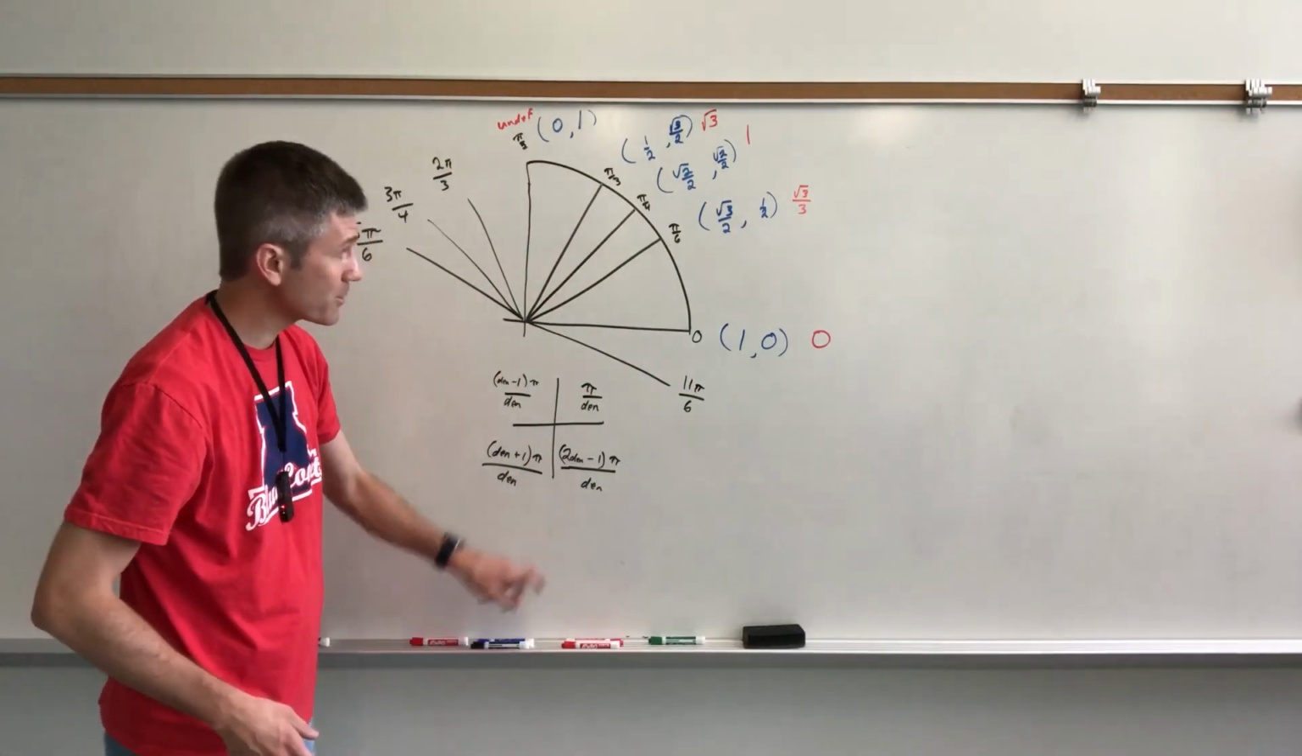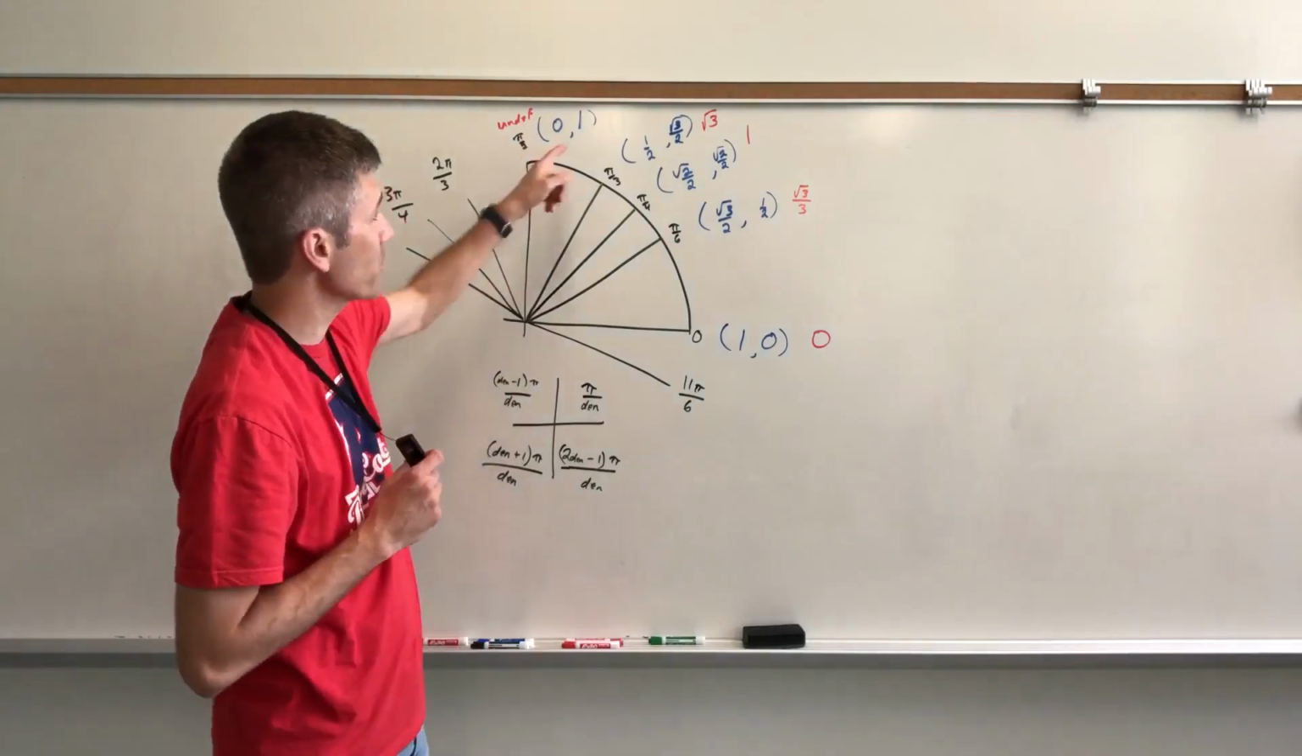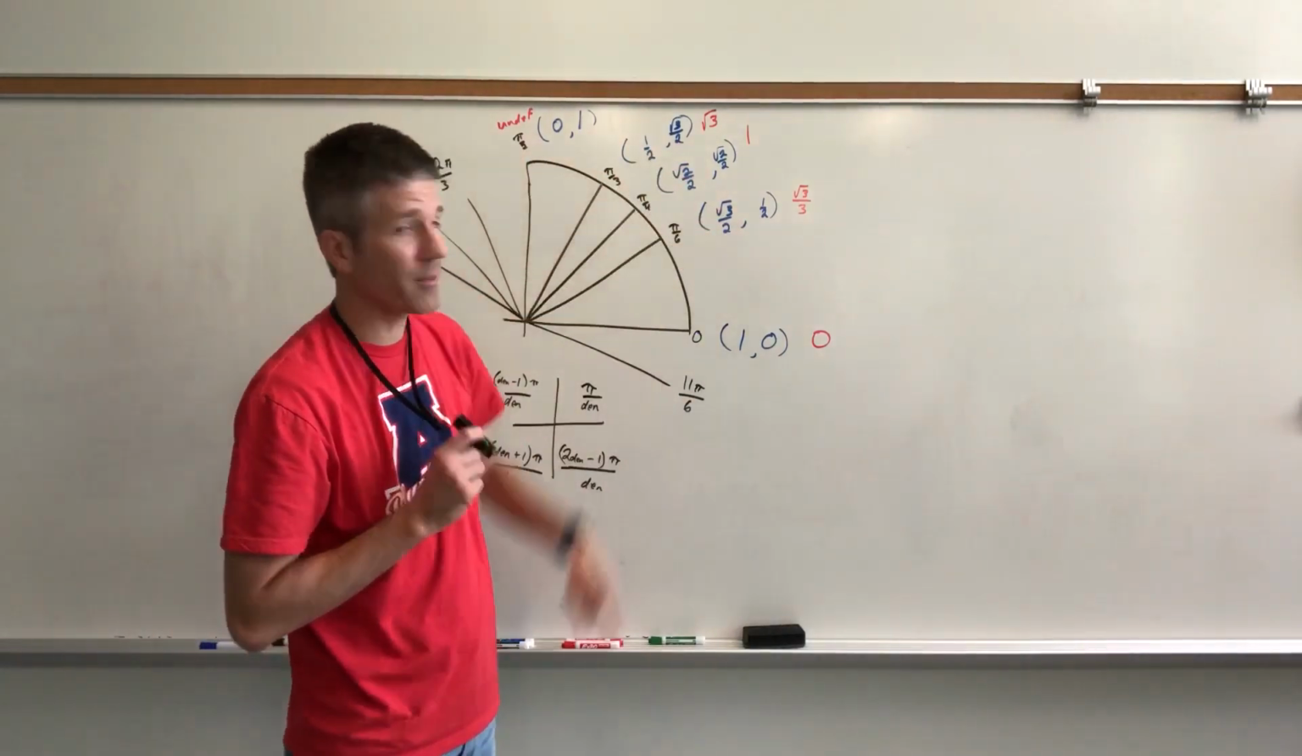Cosine starts with 1, square root 3 over 2, square root 2 over 2, 1/2 then 0. Sine counts back with 1, square root 3 over 2, square root 2 over 2, 1/2 then 0.